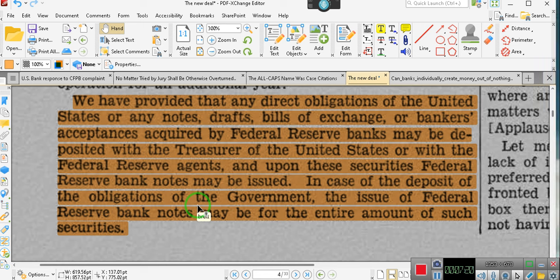Hold on now. Watch this. This provision is for the issuance of Federal Reserve bank notes, now Federal Reserve notes, and the security backed of it are the obligation notes, drafts, bills of exchange, and bankers' acceptances outlined in the section that the gentleman has prepared. Ladies and gentlemen, you are not making a deposit. As long as you understand that, you're going to be all right.